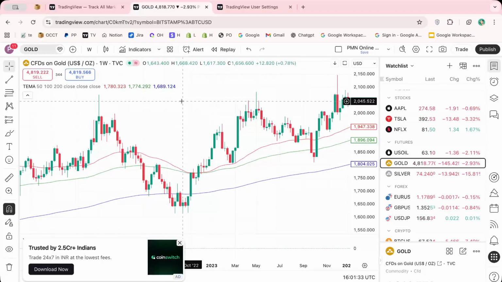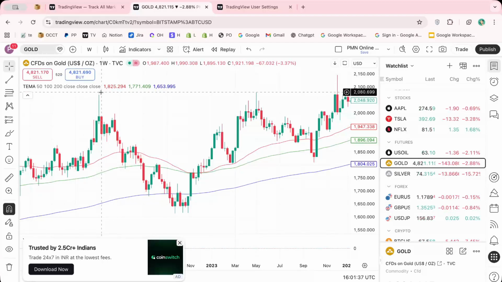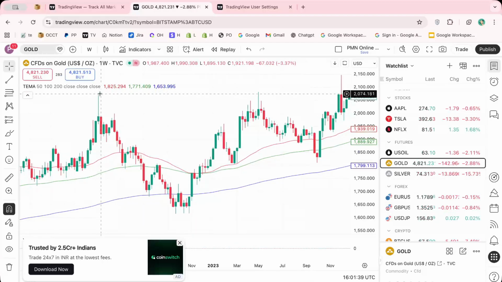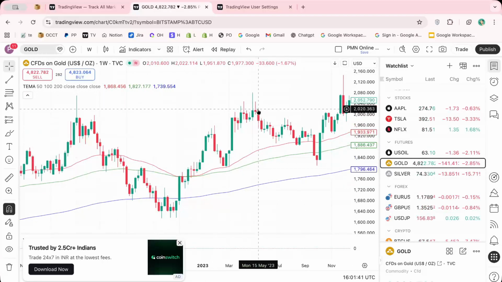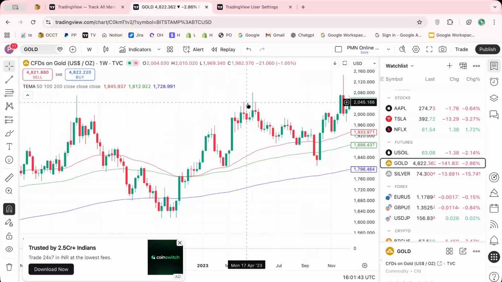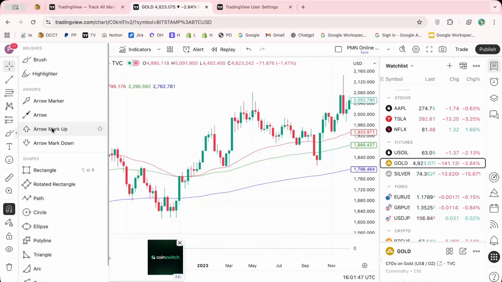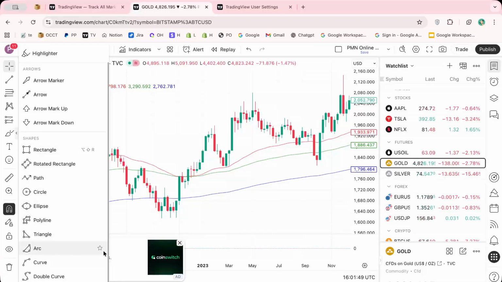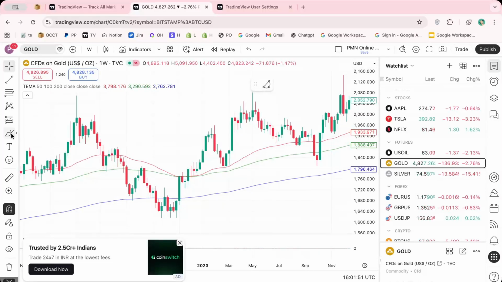First things first, we need to recognize the pattern. The cup and handle formation starts with the cup, which is marked by a smooth U-shaped rounded bottom. This part of the pattern appears after an uptrend and represents a period of consolidation. A key point to remember is that the left and right rims of the cup, where the price faces resistance, should be roughly equal. Picture it like a symmetrical shape with a gentle dip and rise.